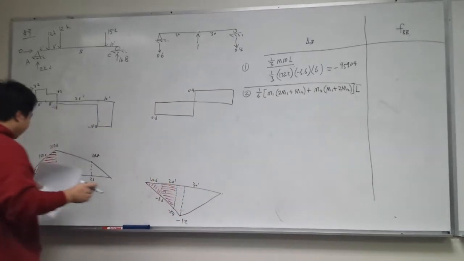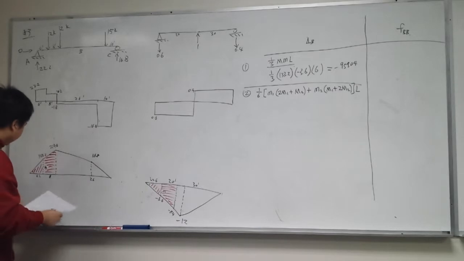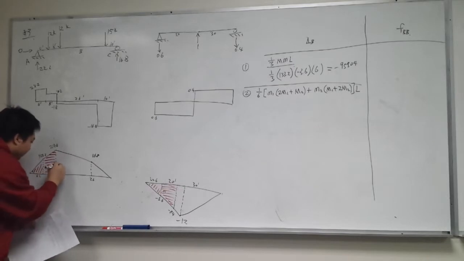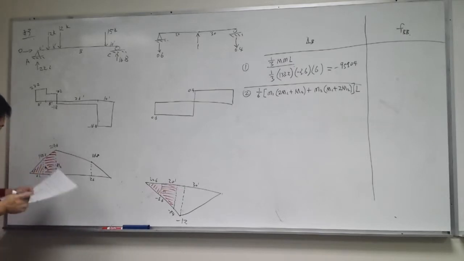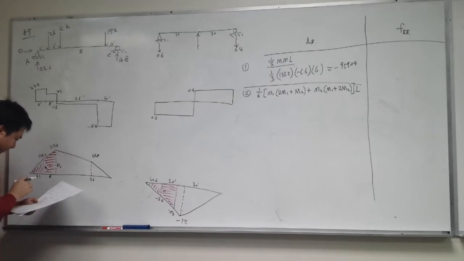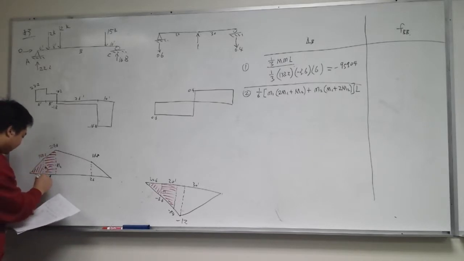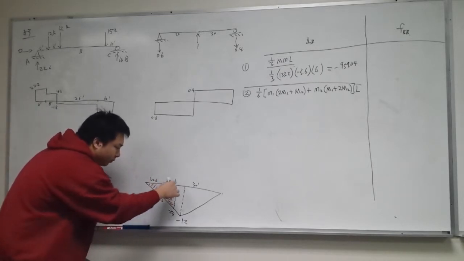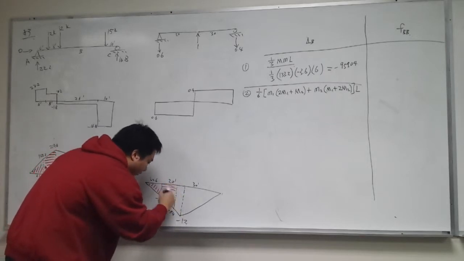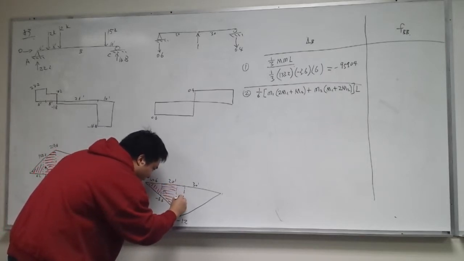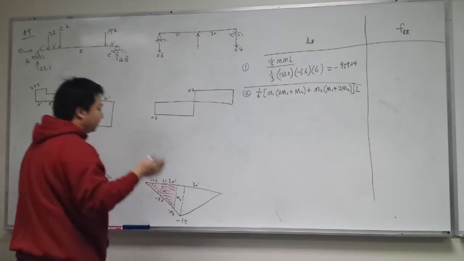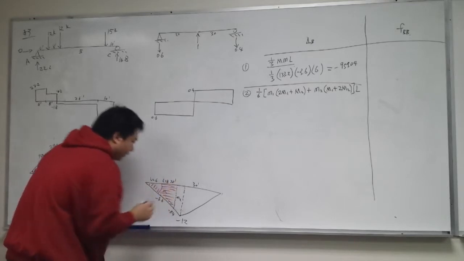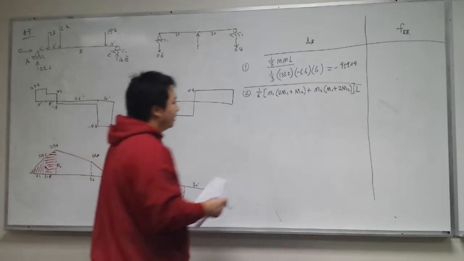So for trapezoid, this is going to be your big M1. This is going to be your big M2. The L should be 8. And for this one, same thing. Small M1, big M1, big M2, small M2, and the L is 8, I'm sorry, not 20. So you do the same thing, just plug in numbers.